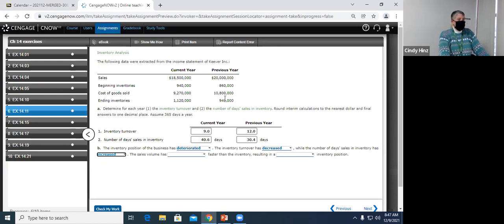So what has happened to their sales volume? Last year they sold 20 million. This year they sold only 18.5 million. So their sales volume declined faster than inventory. Even while their sales went down, their inventory was creeping up. Again, there may be a relationship there. It may be that they kept ordering the same amount of stuff and they just weren't selling it.